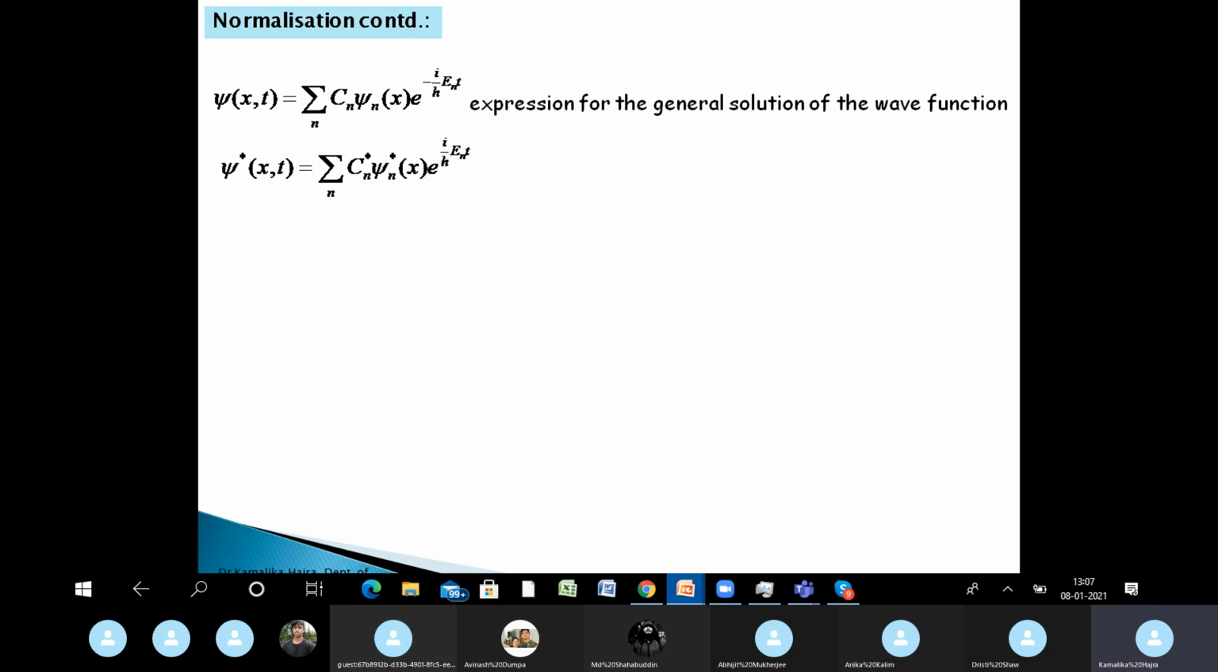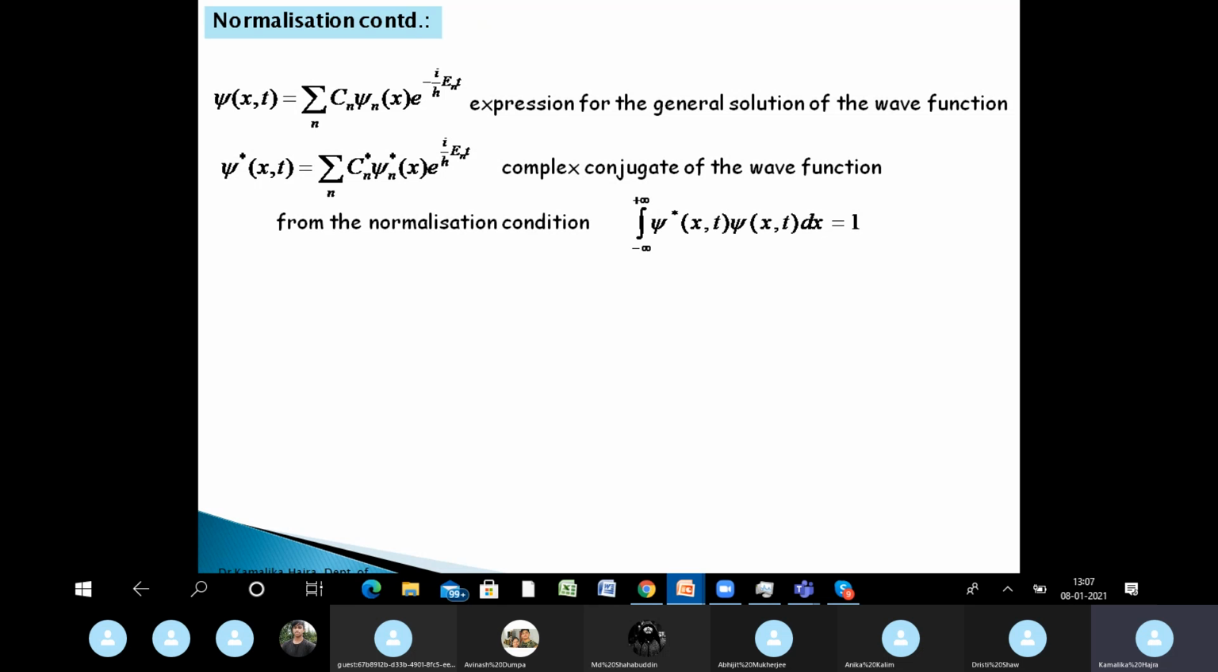Okay. So its complex conjugate will be this. If the function is Cn psi n e to the power minus i by h cut En t, then the complex conjugate is Cn star psi n star e to the power plus i by h cut En t. Okay. So from the normalization condition, integration psi star psi equal to 1, we can write the expressions for psi star and psi using this, and this is the condition that we get.